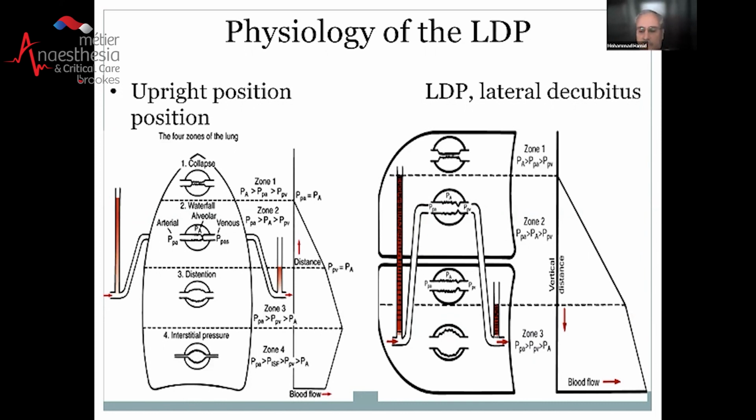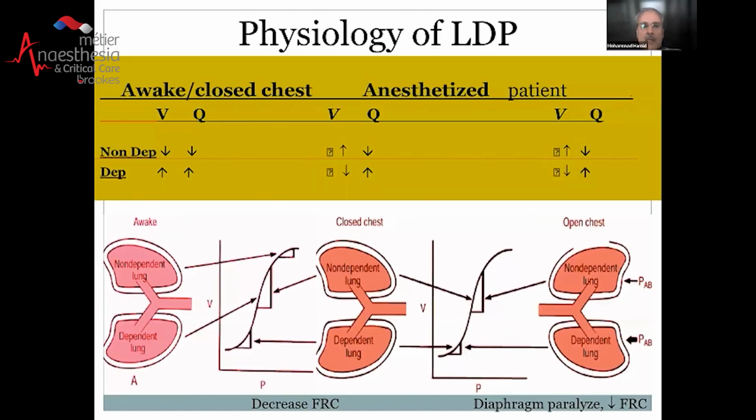So this is very important for VQ mismatching. So we know that the perfusion is mainly on the dependent region of the lung. So what about the ventilation? The ventilation in an awake patient, even in the lateral position, there is enough compliance of the dependent lung and the VQ mismatch is minimal.